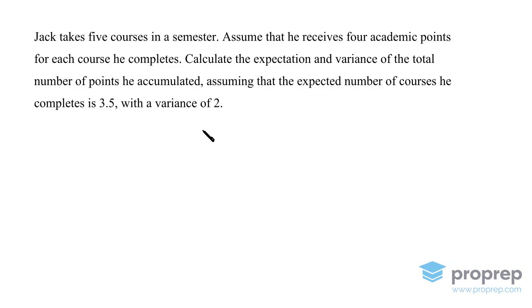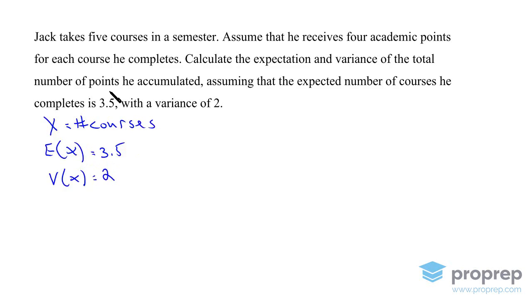Okay, so first of all, we know several things, and let's write them down. We know that X is the number of courses. We know that the expectation of X is 3.5, and we know that the variance of X is 2. And again, how do we know that? Well, first of all, the expectation is right here, 3.5, and the variance is right here. And we're looking at courses in a semester.